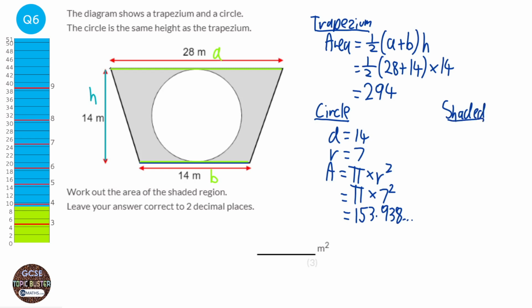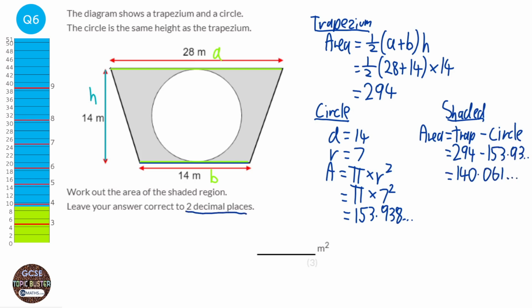Now I'll keep that in my calculator, because next we'll do the shaded area part, and it says we want to work out the area of the shaded region. So the area will be the total area, which will be the trapezium, take away the area that we don't want, which is this bit here, which will be the circle. So the trapezium's 294, the circle's 153.93 blah blah blah, and when you do that you get 140.061 blah blah blah.